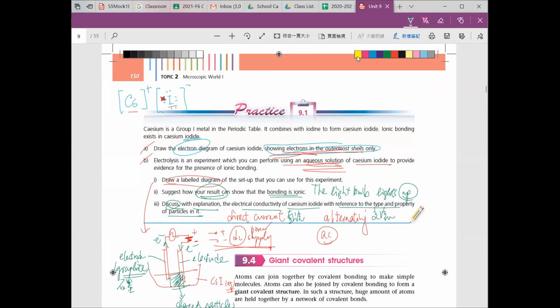Now, you mentioned cesium iodide in aqueous solution conducts electricity. What is the reason? Because cesium iodide is an ionic compound, so it conducts electricity. How about the others? There may be some key items that you need to address. This is the reference to the type and properties of particles in it. Can you see the words type and properties of particles in it?